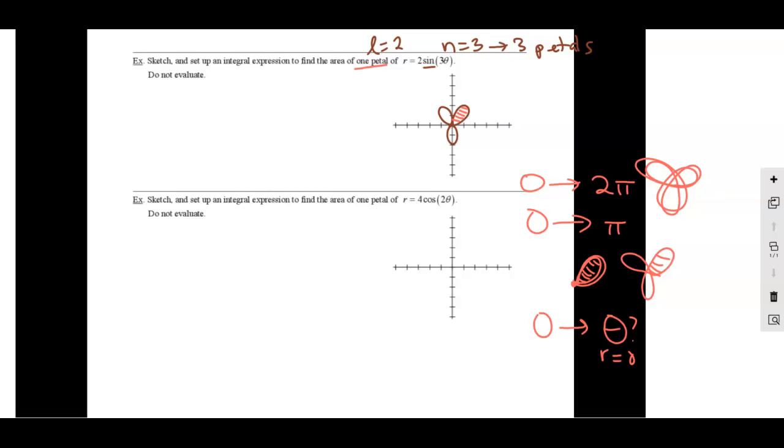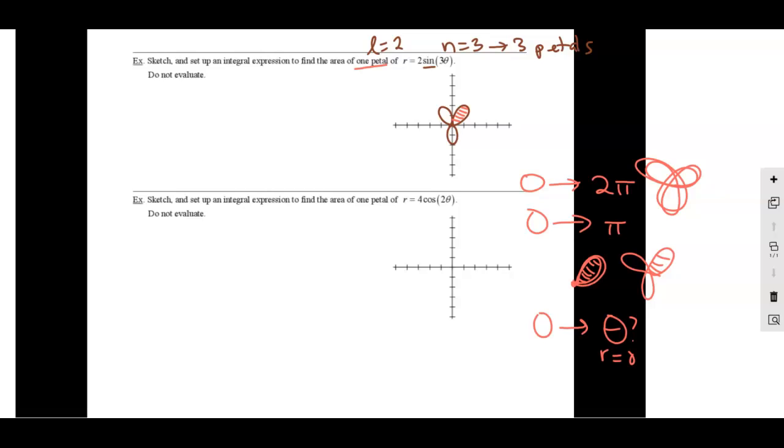Okay, so I don't need 0 to 2 pi, because that actually would get 6 petals. If you did 0 to 2 pi and then divided everything by 6, that will work. Or if I did 0 to pi and then I divided by 3, that would work, because all the petals are congruent. You just kind of have to pay attention to how many times it is going to go around and how many petals there are. I only want 1 petal, so I don't want the whole thing twice, and I don't want 6 petals. But really, we want to find the theta values that are only going to graph 1 petal.